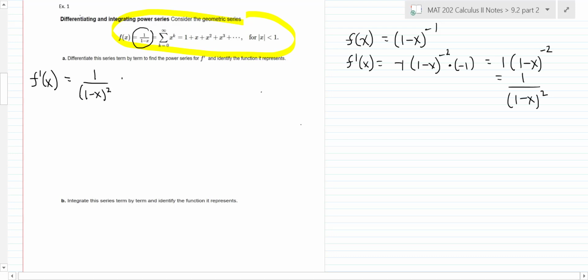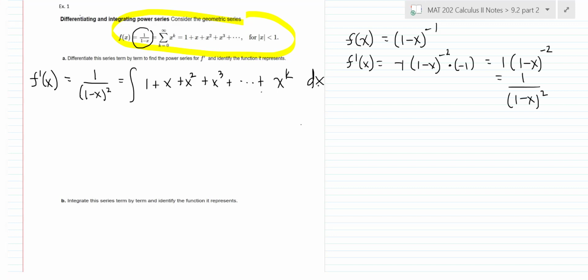Okay? Now what we're going to do is we're going to integrate all of the terms in this infinite series. So let's just write down that we're doing the integral of 1 plus x squared plus x to the third plus dot dot dot. Eventually we get out to the point where we have x to the k dx, like that. Now this will be something that'll be super easy to go through and do. Everybody with me okay so far? All right? So what I do with this, I'm going to bring this down. So I have 1 over (1 minus x) squared.